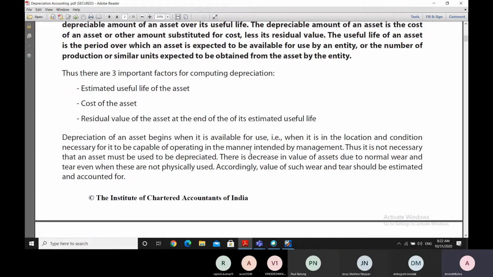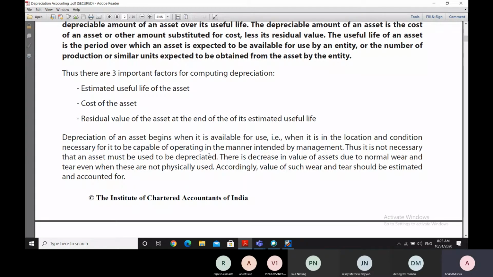Now, this residual value is also an estimated amount. The estimated useful life is also an estimated amount, because all these things will in reality not depend on our estimate. They will roll out during the course of time, but we have no choice but to make an estimate of the useful life and of the residual value, because we have to start providing depreciation right from the beginning when this property, plant or equipment is put to use for the purpose of the business.